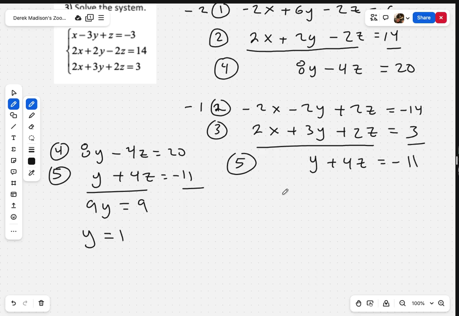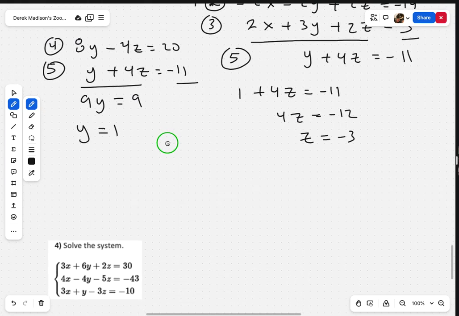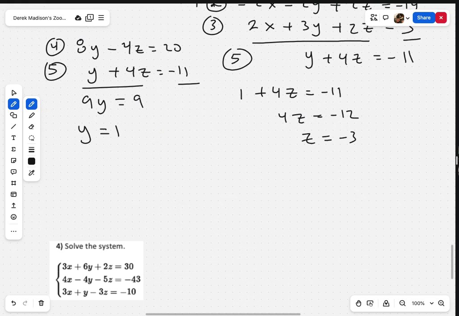I'm going to go to 5 because it looks easier. So that would be 1 plus 4z equals negative 11, subtracting 1 over, 4z equals negative 12, and z equals 3. Now that I have y and z, I can go back to any of my first 3 equations. I bet I picked the first one. I did. And then I can plug in this y and this z, and that will let me find x.